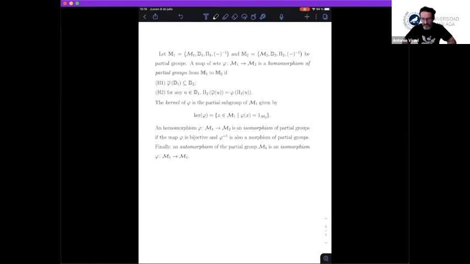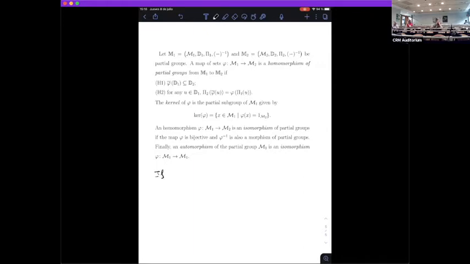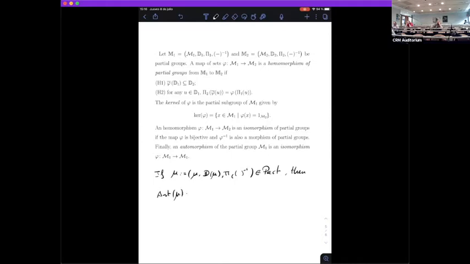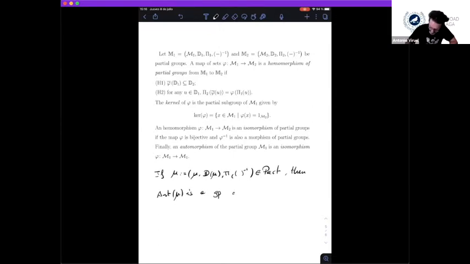Well, these are kind of locally small categories again. So if we take a partial group like this, pi minus 1, then again Aut M is a group, and each of these is a group, right?